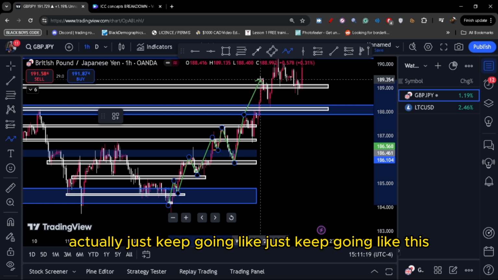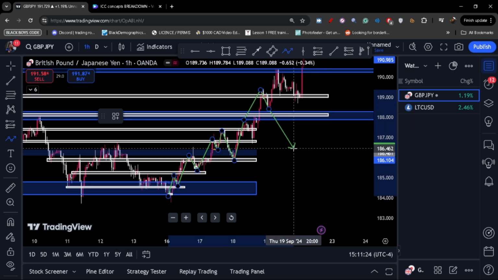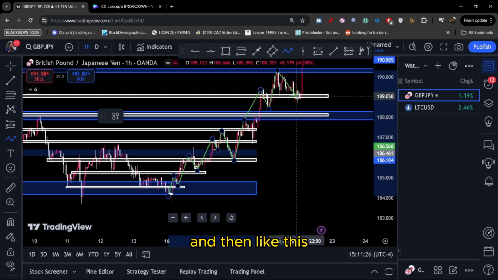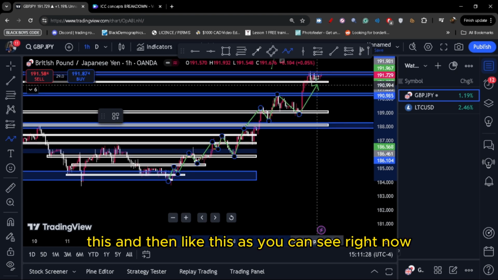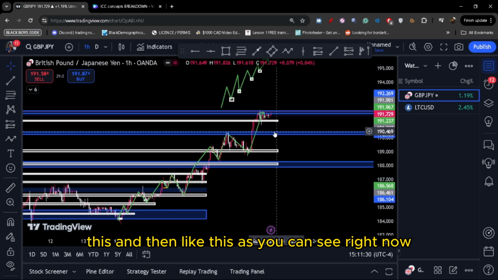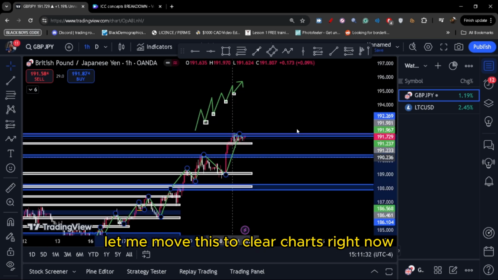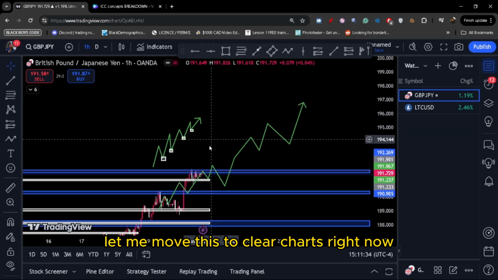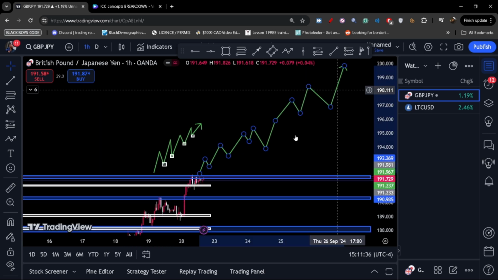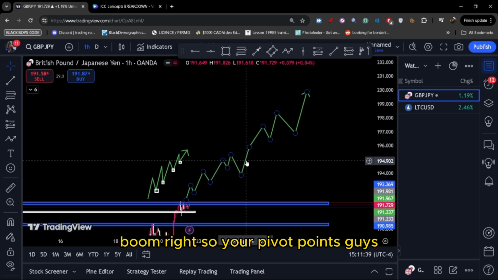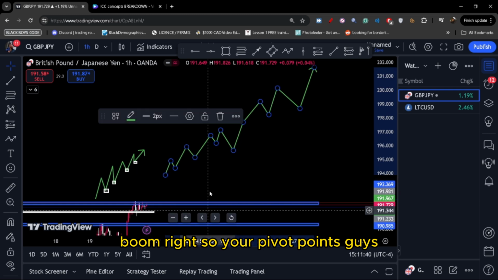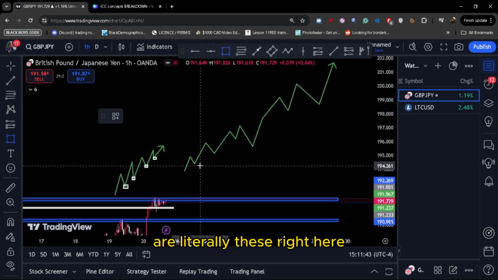Actually, I'll just keep going like this. Boom. And then like this, and then like this, as you can see. Right now, let me move this to a clear chart. Boom. Right, so your pivot points, guys, are literally these right here.